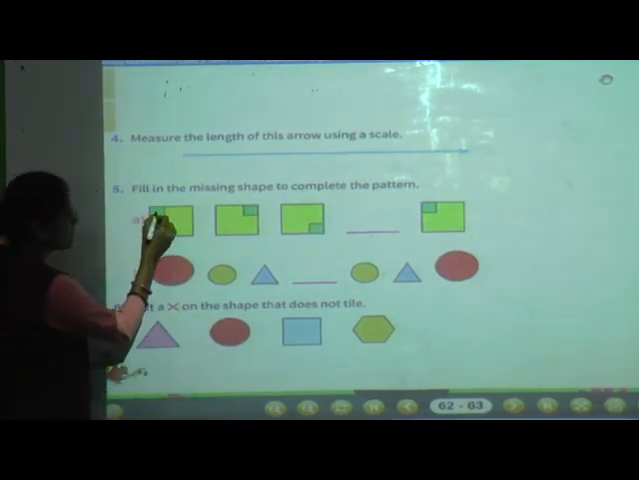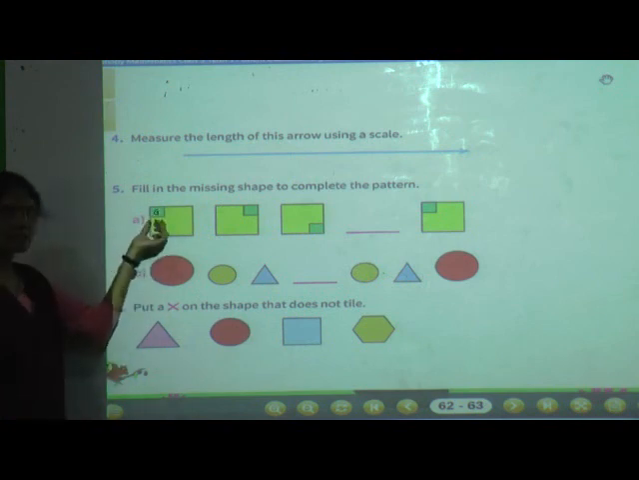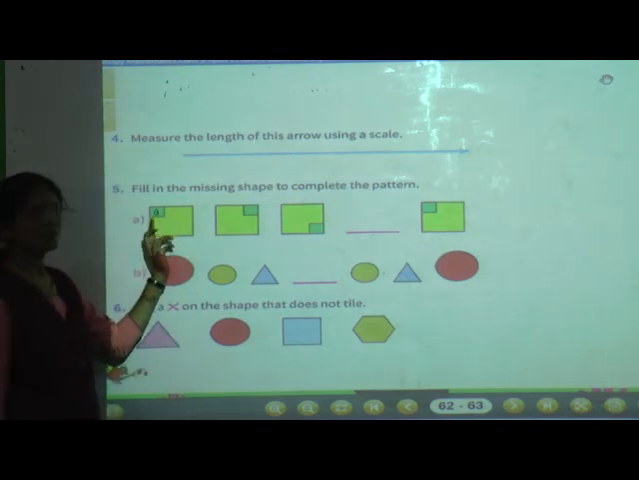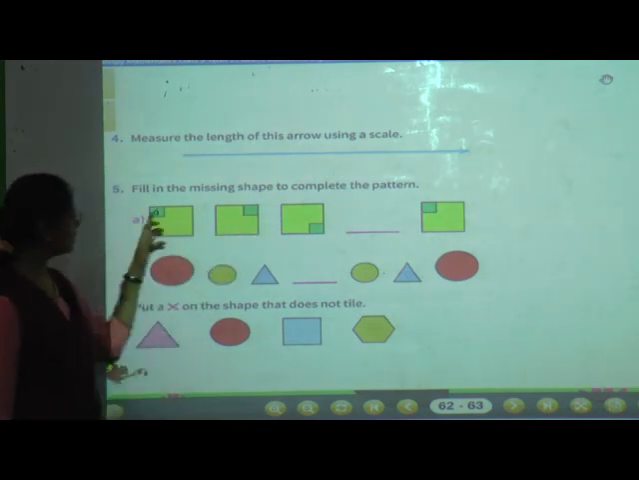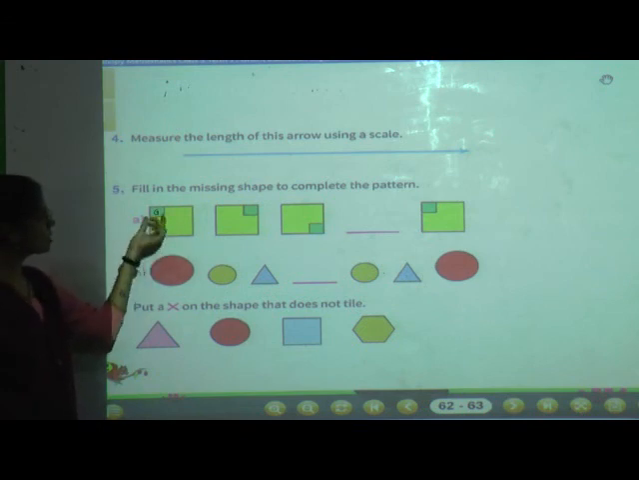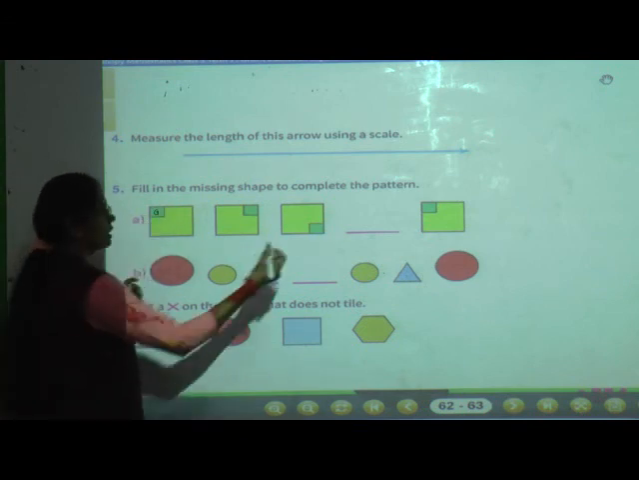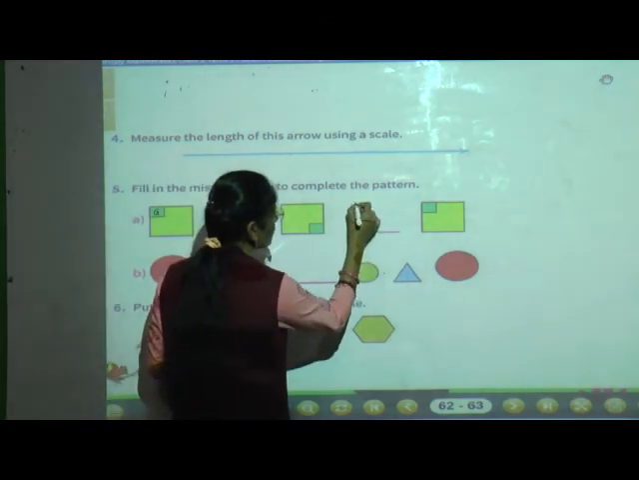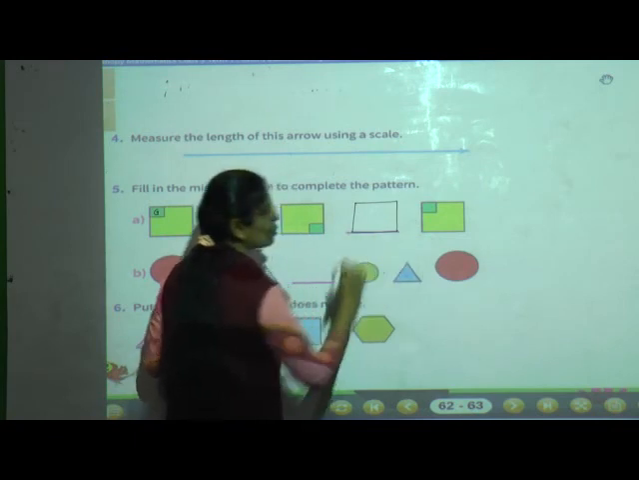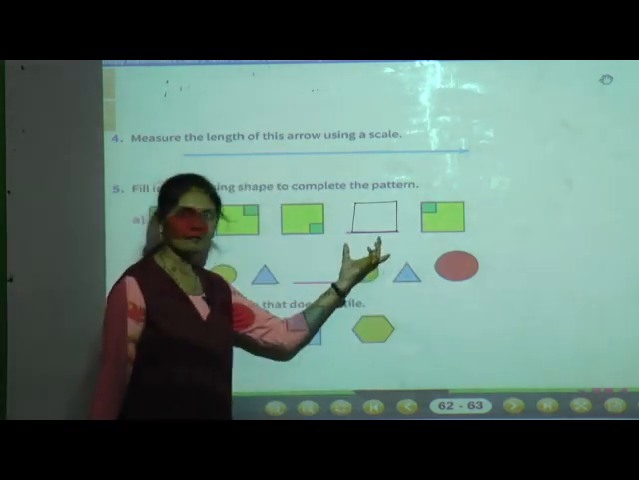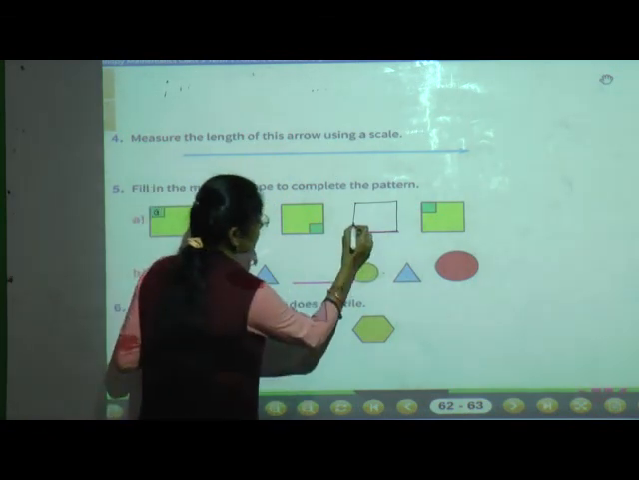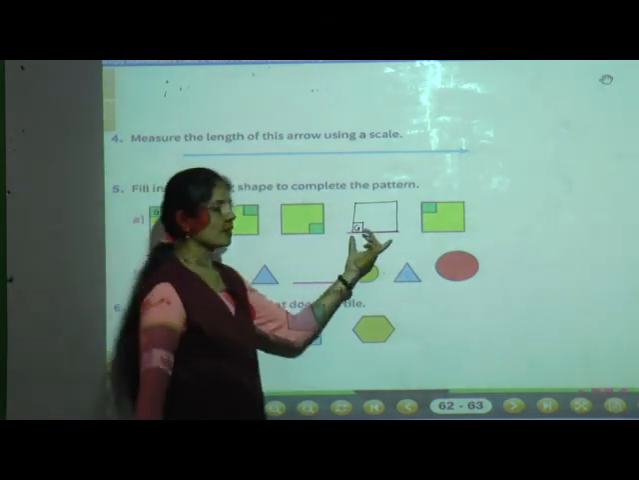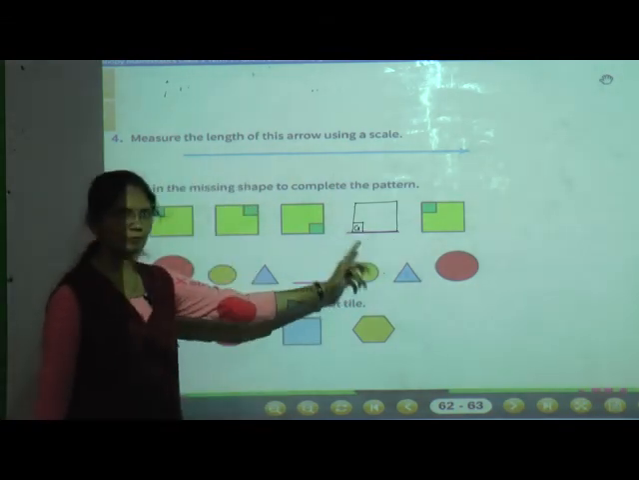Now if we see the green small square, in all the squares only this green square turns. In the first shape the green small square is on the left side, then it comes to the right side, then here, and then here. Where will it come? We have to draw a big yellow square, inside that one more small square, and give it green color. So in this way we can complete this pattern.